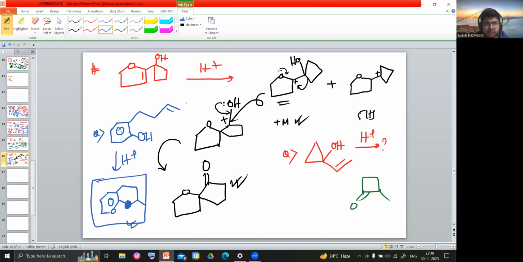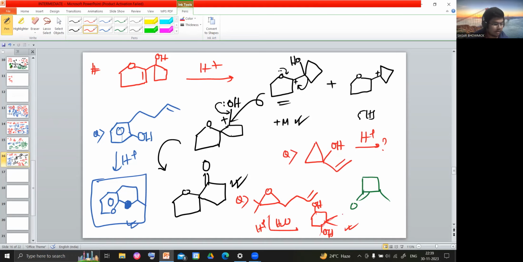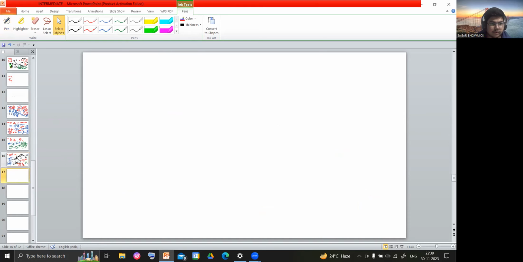Okay, another question you can try. This is a little bit advanced, you can skip it also. This one, H plus water, is going to give us as final product OH 2 methyl. Okay, so this is actually our final product. So our H plus water addition is over.